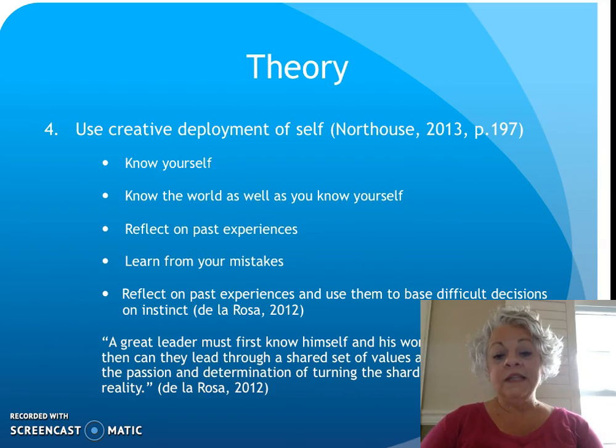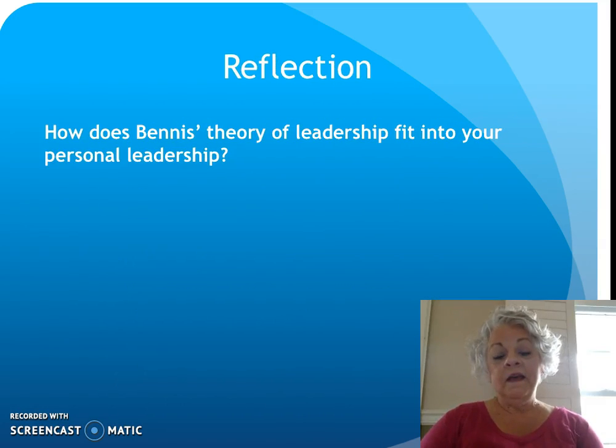That quote at the bottom is so good. And this was what De La Rosa said is a summary of what Bennis's theory is. My reflection question to you, number one, is how does Bennis' theory of leadership fit into your personal leadership? What are your traits? What are your characteristics? Are these things that you can use to do?